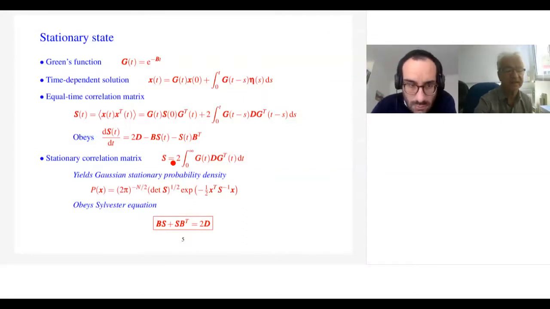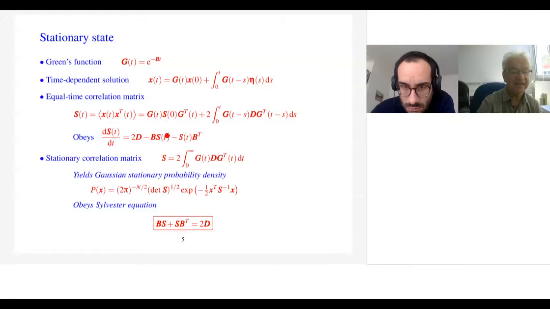The simplest way of doing so is to notice that it obeys this equation, which is obtained by just equating the right-hand side of this evolution equation to zero. So the correlation matrix obeys this equation. It is linear, but it has this very special form. BS plus SB transpose is 2 times D. And this class of linear equations for matrices is referred to as Sylvester equations. So the determination of the stationary state, or at least of the weights of configurations in the stationary state, boils down to solving this Sylvester equation.